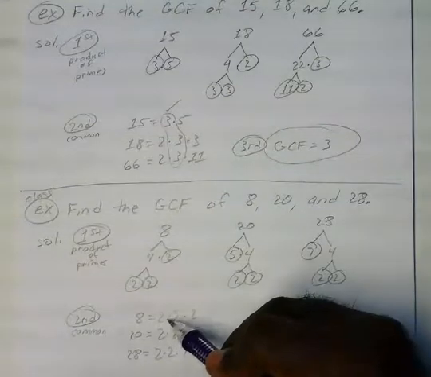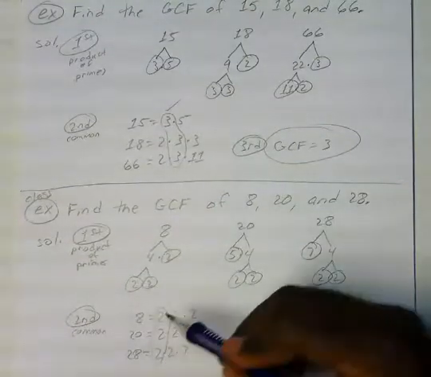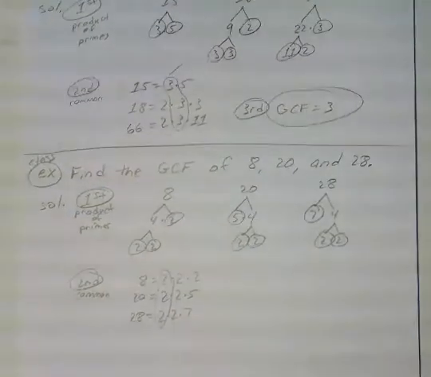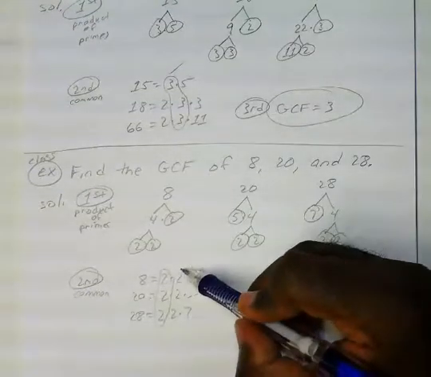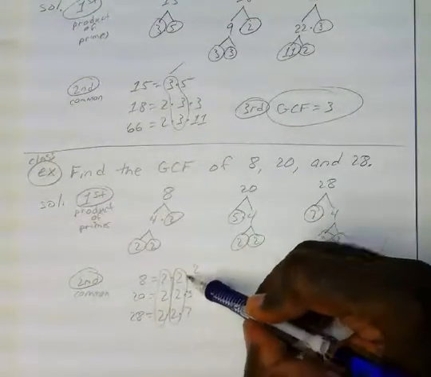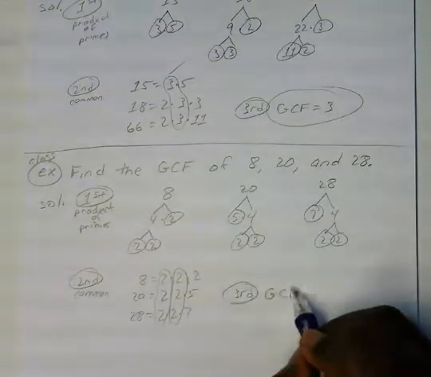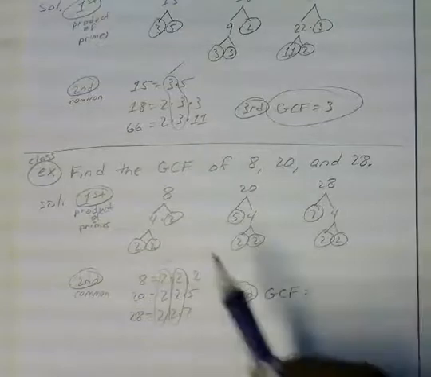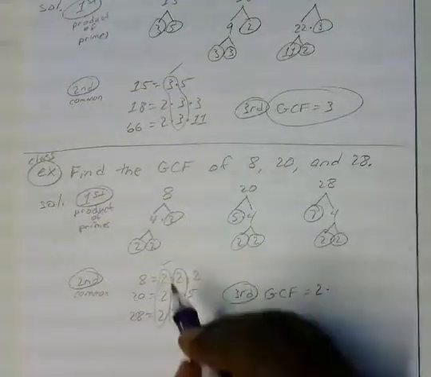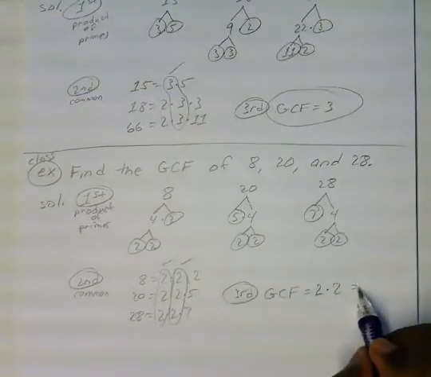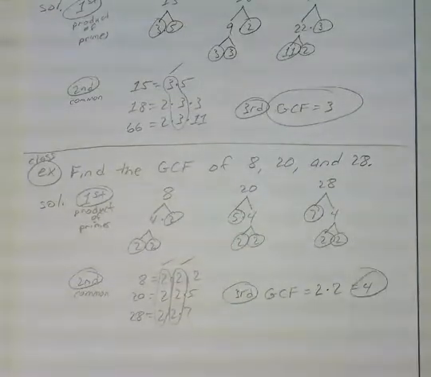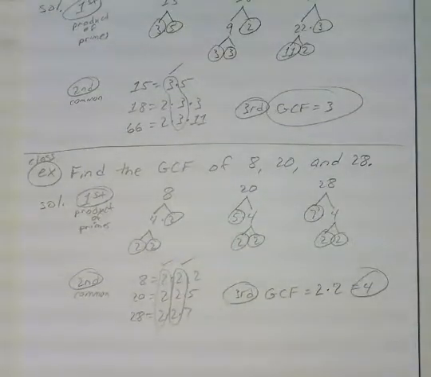Okay, so if we look, they have a 2 in common. We'll bring that up a little bit. And they have another 2 in common. So our greatest common factor is equal to 2 times 2, which is 4. Alright, so hopefully the steps are starting to make some sense.